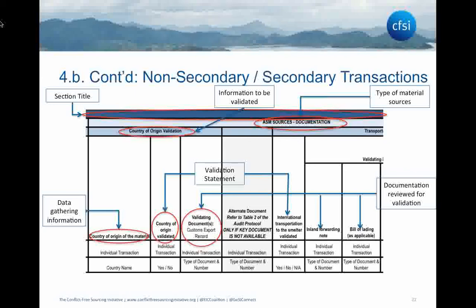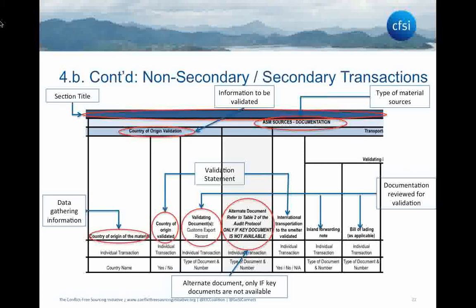For example, here, for the country of origin, the smelter should have a customs export record. For the international transportation, there are several validating documents which the smelter is supposed to complete. If the validating document, for example, the customs export record, is not available, only then should the smelter or the auditor move to the alternate document.